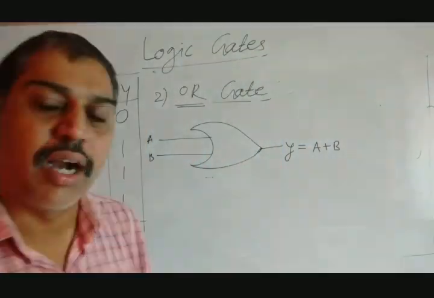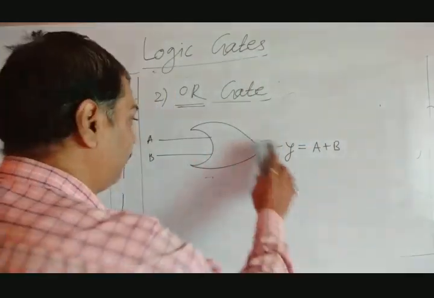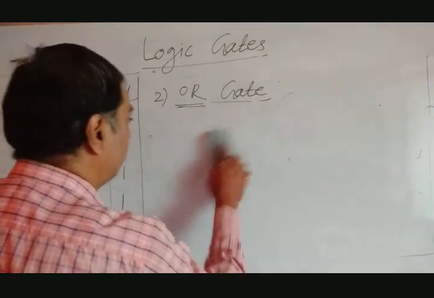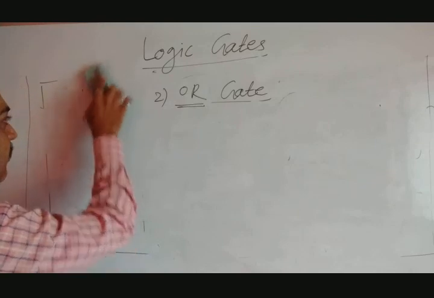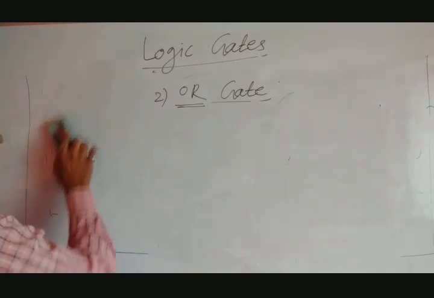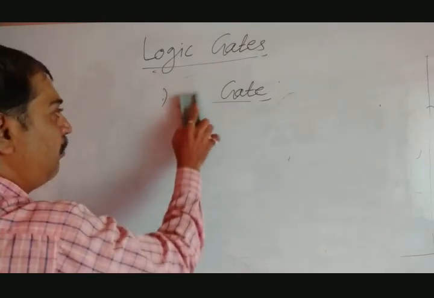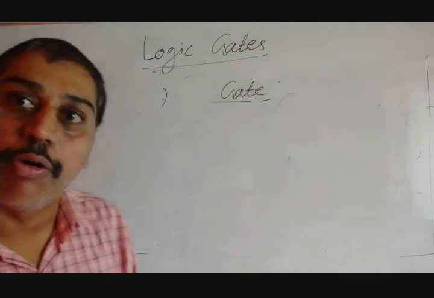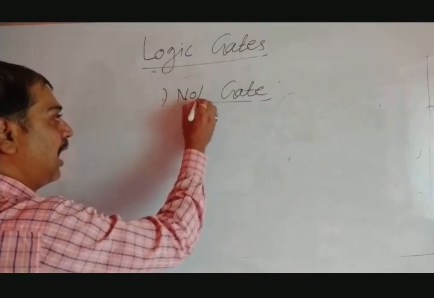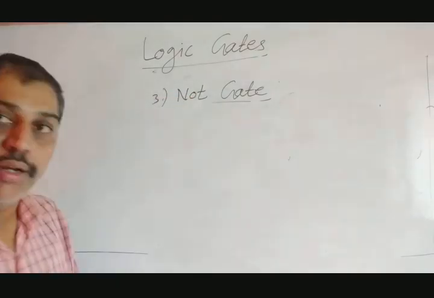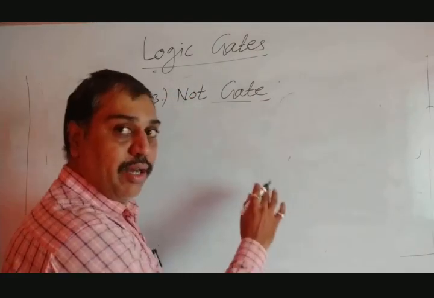Now let's go to the third gate, that is said to be the NOT gate. How the NOT gate works, that we have to see. One property of the NOT gate is that it has only one input and only one output. So let's start with the NOT gate, the third gate. Now how does this NOT gate work?